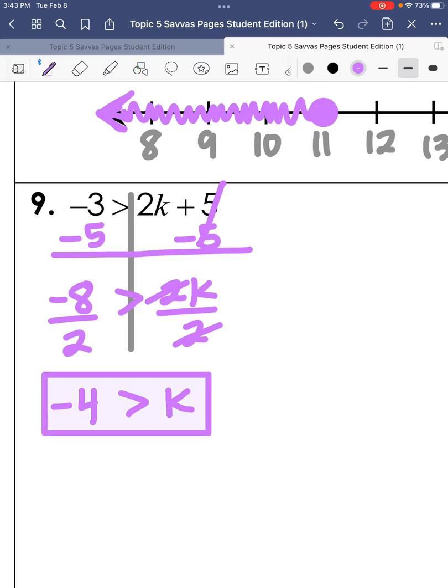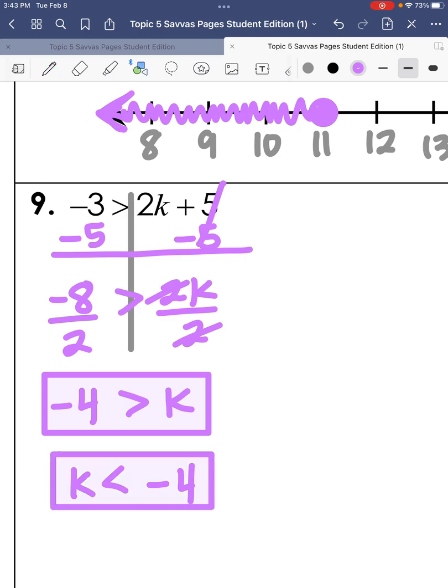Now, can I write it so that I have k over here and -4 over here? Yes, I just need to be careful with my sign. So notice the pointy side is with my k, so I need to keep it that way. That means my sign flips. k is less than -4. These are both equivalent and acceptable answers. The graph will be the same for both of them.